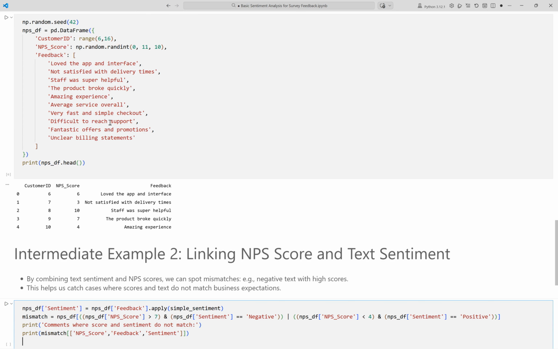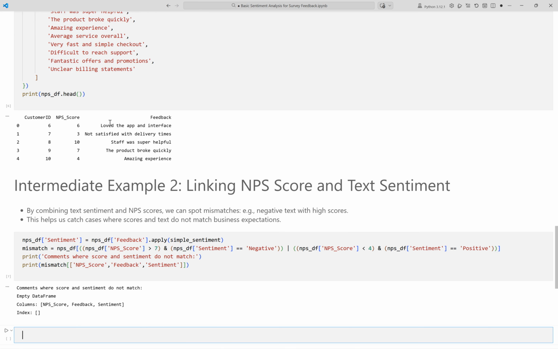Running the cell now. This output shows that there are no cases in the data where high NPS scores are paired with negative text sentiment or low scores with positive sentiment. The empty data frame confirms that score and sentiment align well here, indicating consistent customer feedback. This validates our method for detecting mismatches and highlights that no unusual patterns exist in this sample.